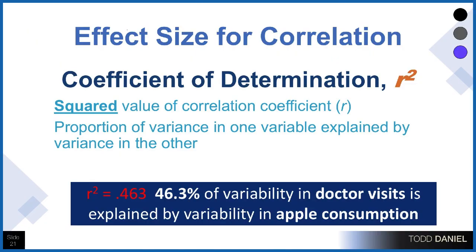Square the R value, we get the coefficient of determination, and we would interpret it like this. I have squared the R value, and I get R squared is 0.463. I interpret that as 46.3%. So simply move the decimal two to the right. 46.3% of variability in doctor visits is explained by variability in apple consumption.